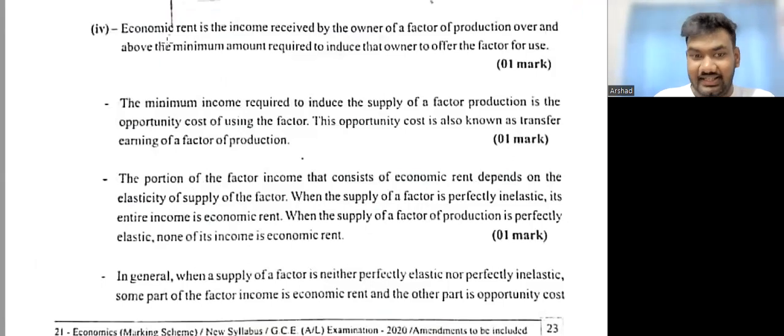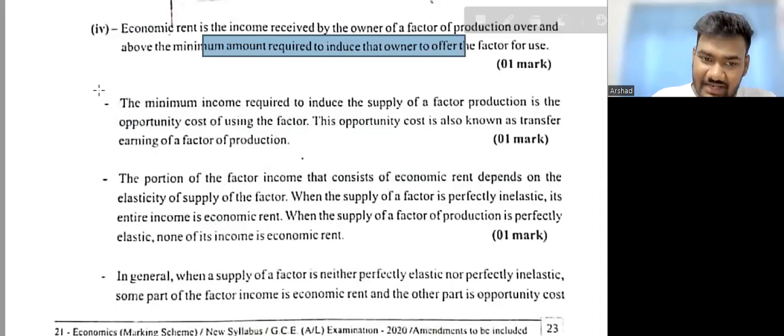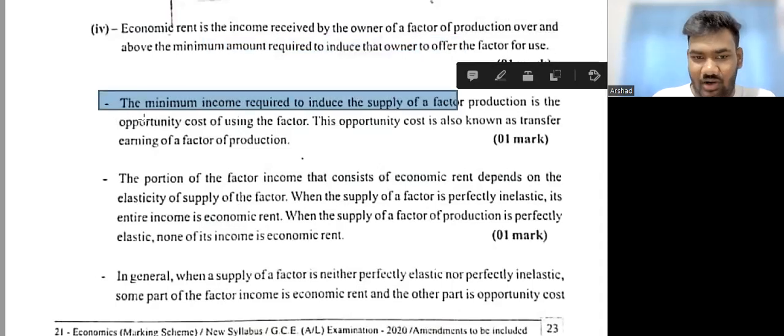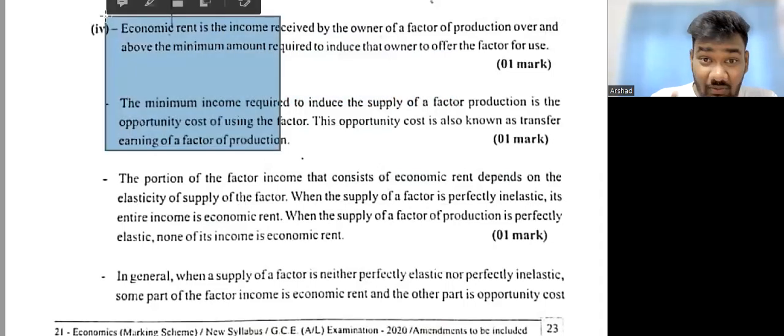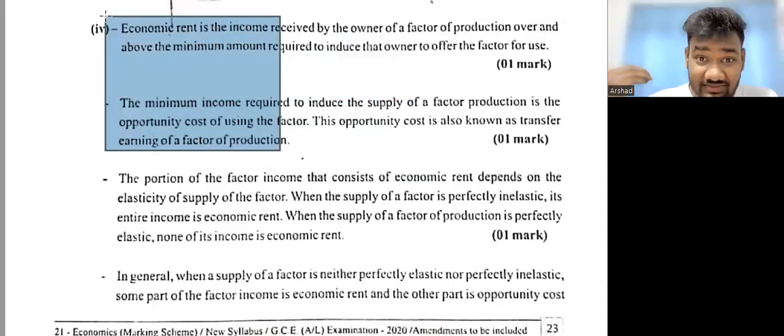They say here, economic rent is the income received by the owner of the factor of production above the minimum that he requires. And then you say the minimum that he requires is called the opportunity cost. In other words, that is called transfer earnings. See, 2 marks for explaining what is economic rent. You say economic rent is whatever the person earns more than his minimum expectation. Minimum expectation is transfer earnings.